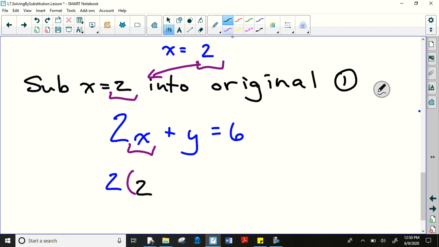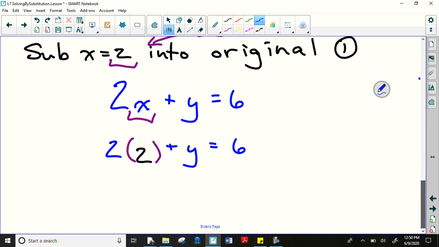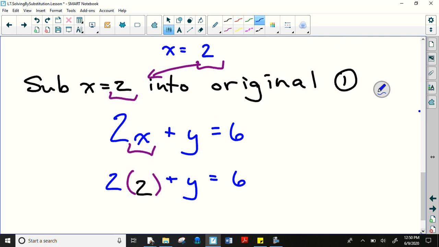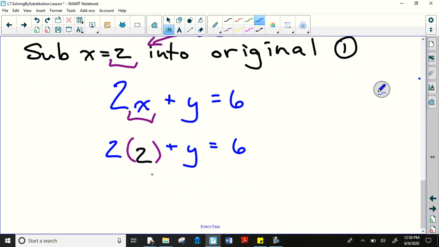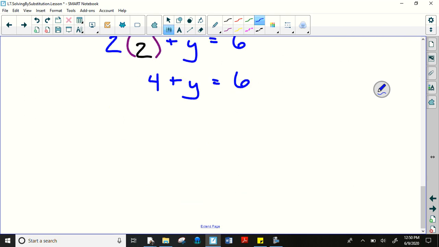2 in brackets plus y equals 6. Okay. Then 2 times 2 is 4, plus y equals 6.